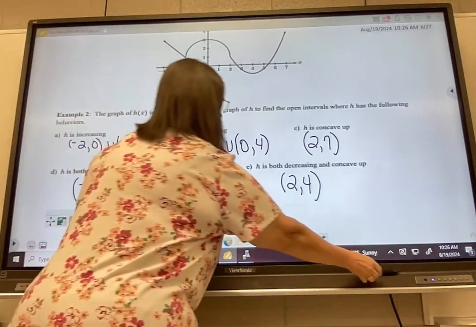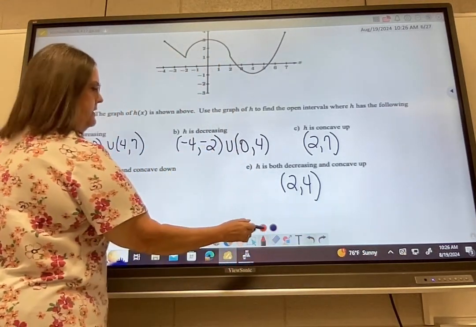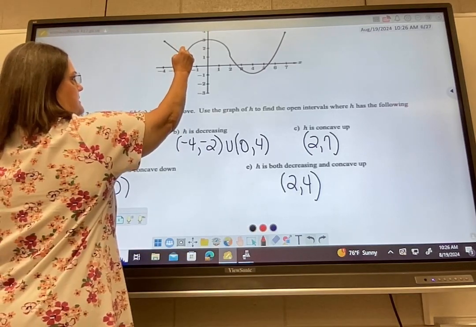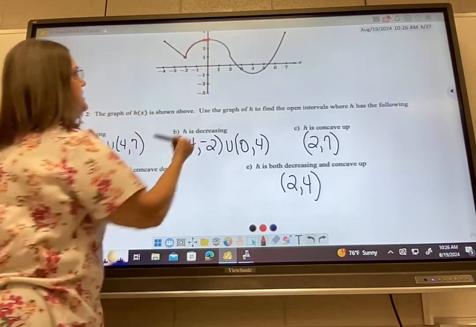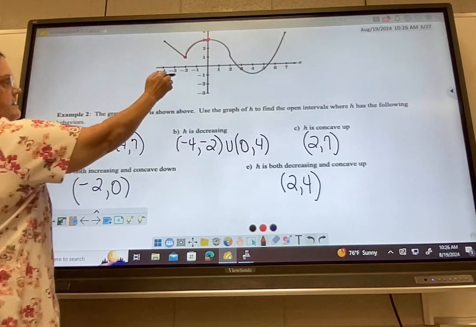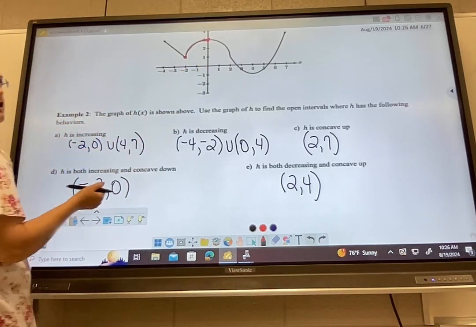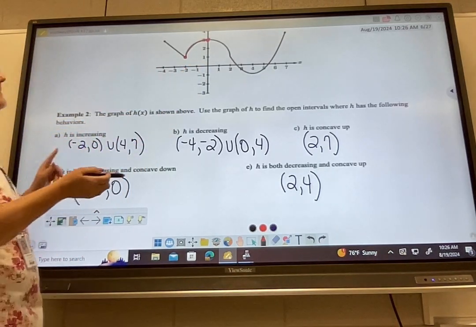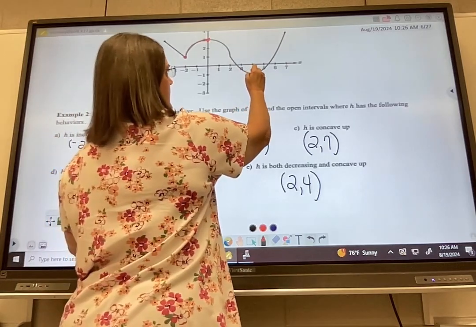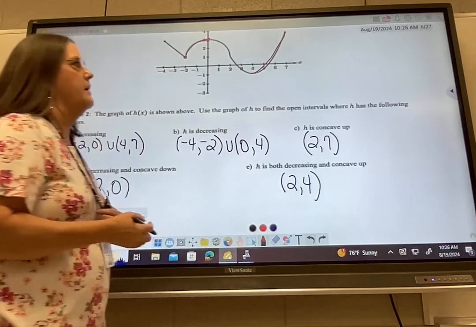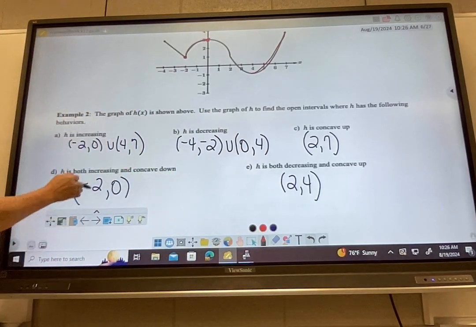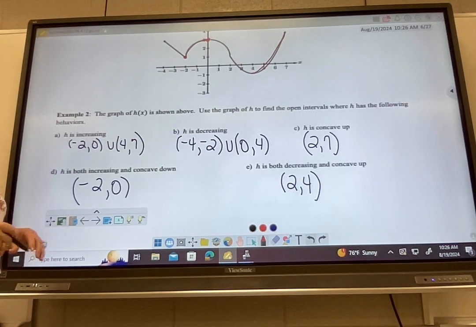Well, it is increasing from here. That's the first place that it increases, and it goes up to there. So that's our first interval of increase from -2 to 0. Remember, we use x values. And then it is also increasing. I start pushing my rock up again from here to there. So it is also increasing from 4 to 7. And I write a union. I've seen some other teachers just write the word and, and I don't care which way you do it.